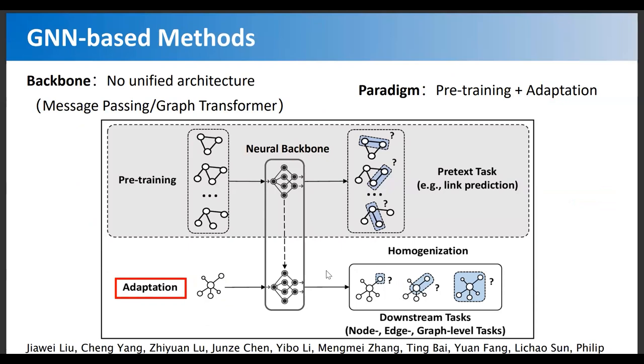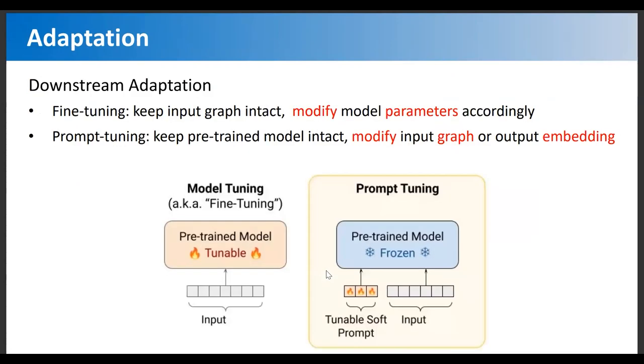Okay, now for the last part of the graph-based method adaptation. For adaptation, we have two main paradigms. The first one is fine-tuning. Fine-tuning is the most widely used one before graph foundation models became a hot topic. The typical paradigm is we keep the input graph intact, and then we tune the model parameters accordingly.